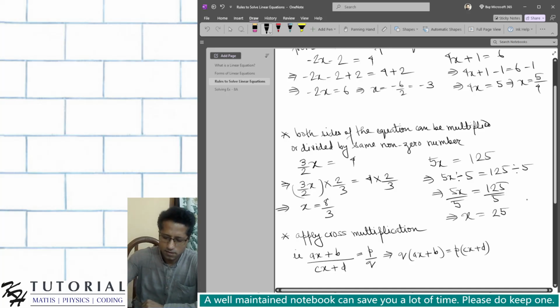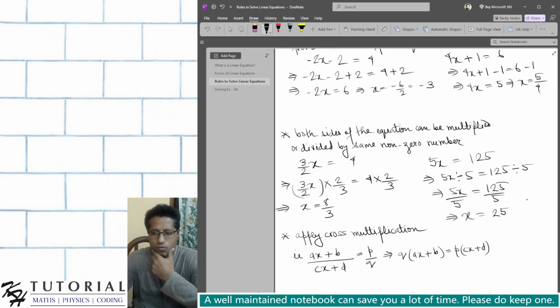So this way I can multiply both the sides of the linear equation by the same non-zero number. It must be a non-zero number. I can multiply as well as divide both sides by a non-zero number.